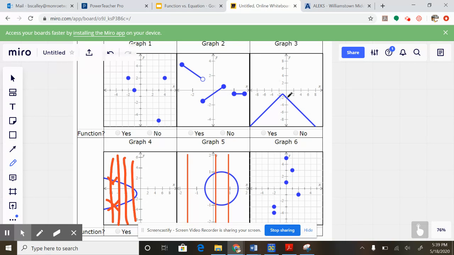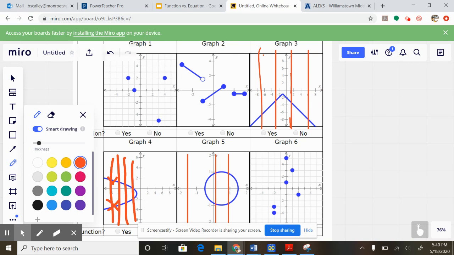If I jump up here to graph 3, vertical line, it's only touching at one spot. Vertical line is only touching at one spot. Vertical line is only going to touch at one spot. No matter where this red line scans across the graph, it's only ever going to touch at one spot. So that passes the vertical line test. That is a function. That's the first one we have so far.